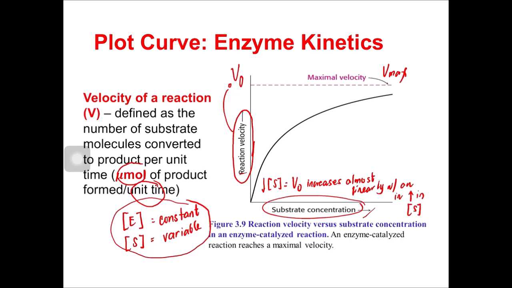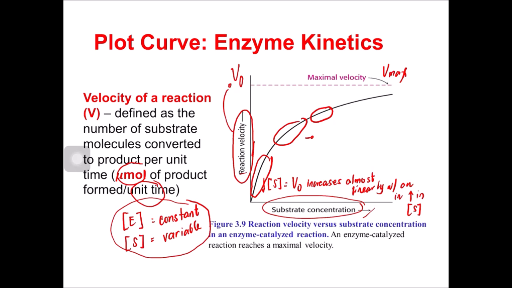So at low substrate concentration, a linear graph can be observed as the substrate concentration increases. However, if we further increase the substrate concentration, you can see that V naught increases by smaller and smaller amounts. Habang tumataas ang substrate concentration further, lumiliit na lang ng lumiliit ang changes sa V naught.